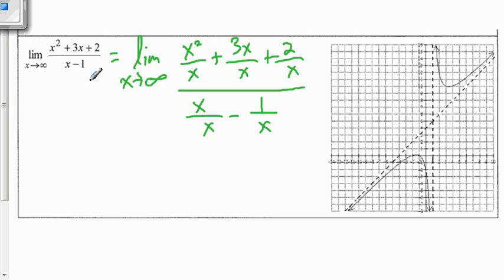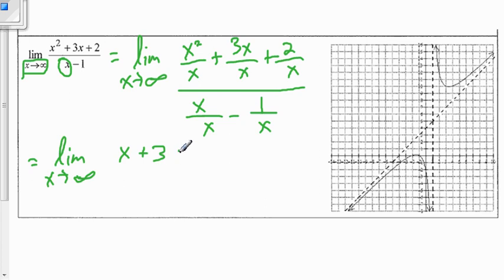So we're going to divide everything by x, because that's the highest power of x in the denominator. And by taking this limit as x approaches infinity, we're going to be able to find out where that asymptote comes into play. So let's simplify this. This is the limit of the function as x approaches positive infinity. x squared over x is just x. 3x over x is just 3. 2 over x stays the same. All over x over x, which is 1, minus 1 over x.